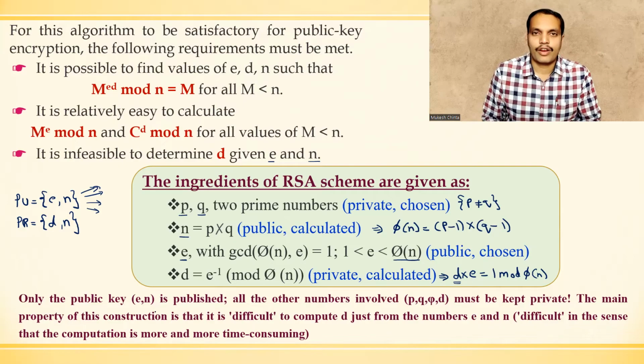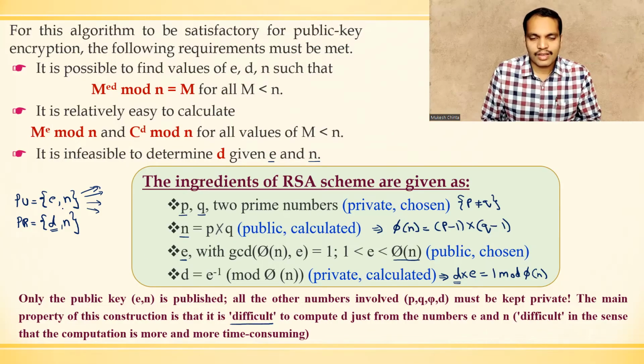So the main property of this construction is that it is difficult to compute D from just the numbers E and N. Because if I am an attacker sitting on the network, I come to know your N and also your E. So I have with me E and N. By looking at these two numbers and doing any type of cryptanalysis attacks that we discussed earlier, it should be impossible for an attacker to determine the value of D. That is the main constraint of the RSA algorithm.